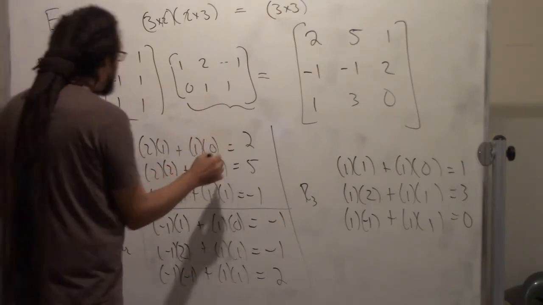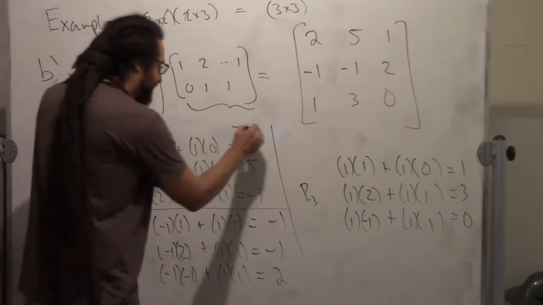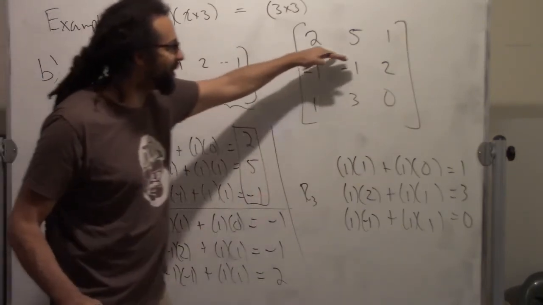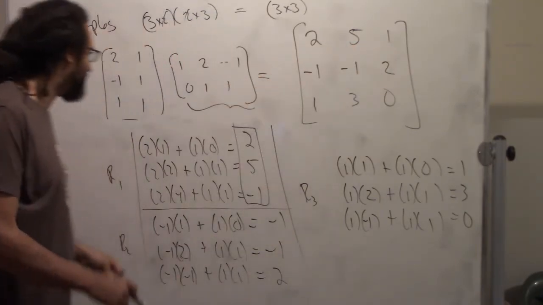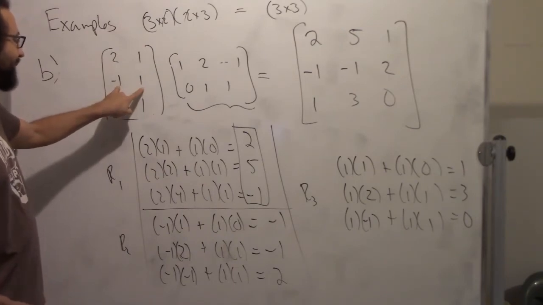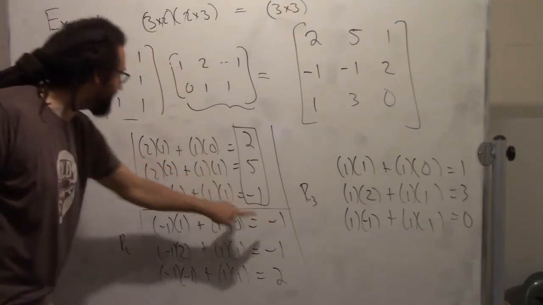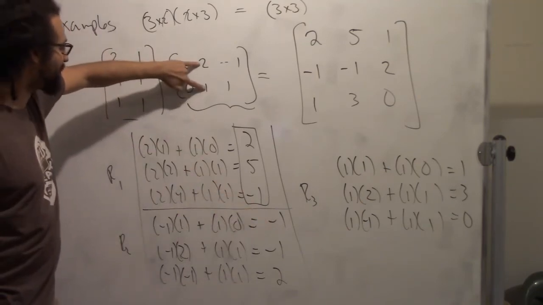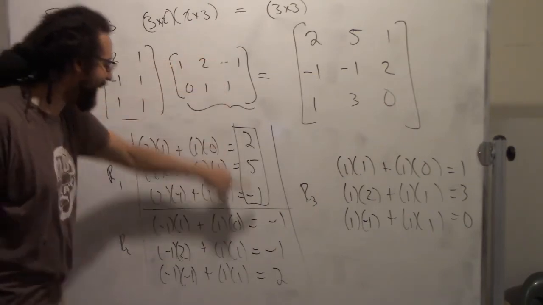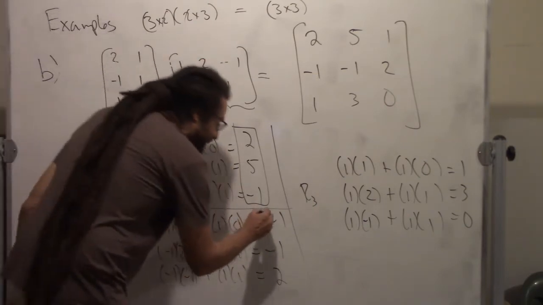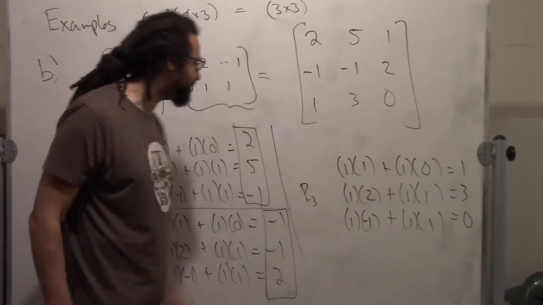So because this is the first row of the first matrix, this thing is going to go in the first row of our product. So 2, 5, negative 1 goes in the first row. Now go to the second row, negative 1, 1. Twist, multiply, and add, and you get negative 1. Twist, multiply, add, you get negative 1. Twist, multiply, add, you get 2. So now here is the second row of the product matrix, negative 1, negative 1, 2.